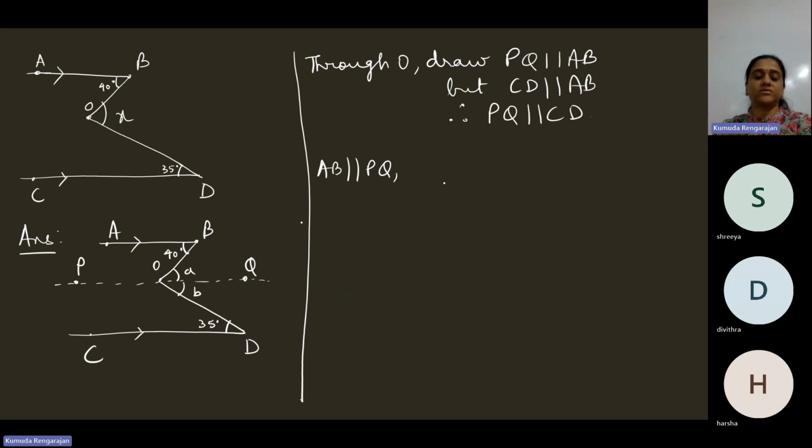Which is the transversal? AB is parallel to PQ, which is the transversal? BO is a transversal.